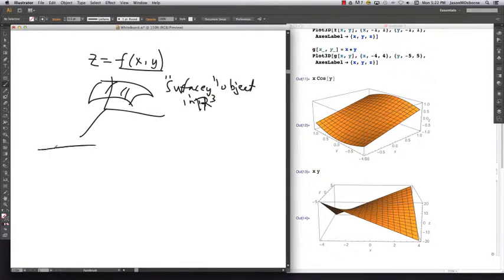The next video will be implicit functions.